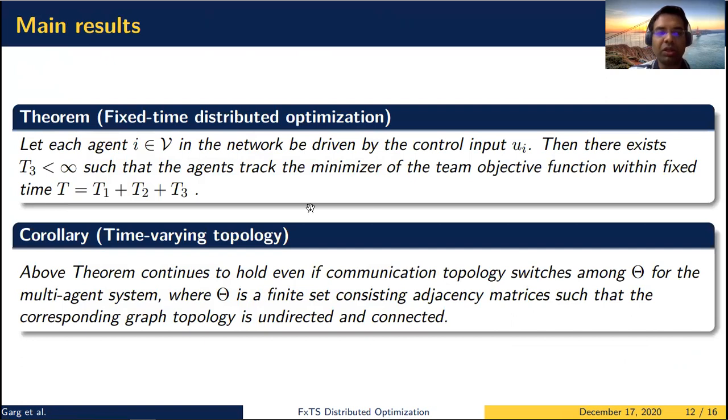And this is what this result statement says, that if each agent applies the designed control law, then within this fixed amount of time, they would reach the optimal value of the distributed optimization problem. And the corollary here says that even if the communication topology varies in time, but at each time instance it remains connected and undirected, then also the same result is going to hold.